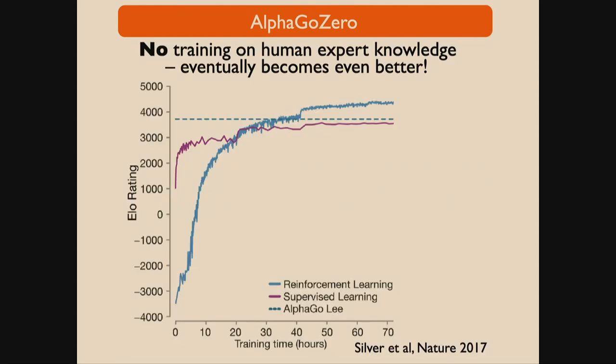Yes? Very good question regarding the ELO scale. I always assumed it's the human scale, it's normalized to a human scale, but I'm not an expert in Go, so.